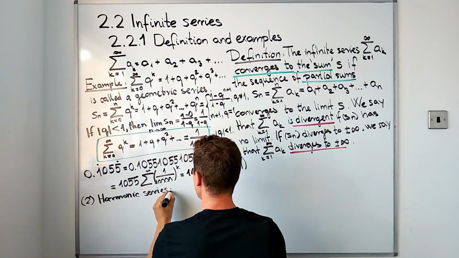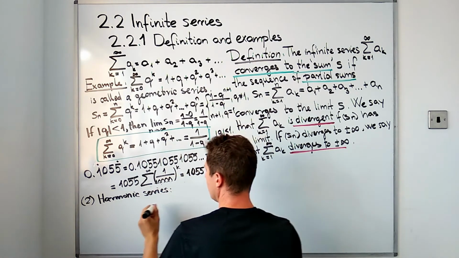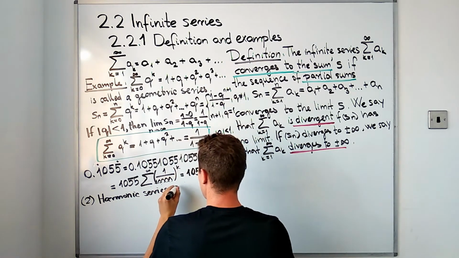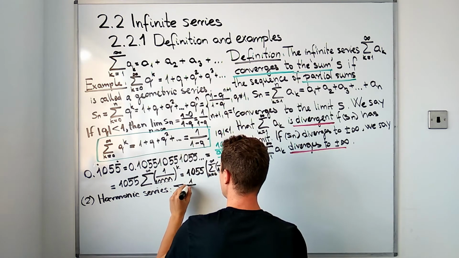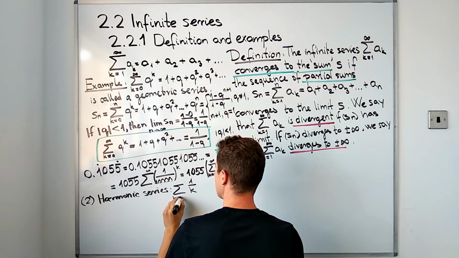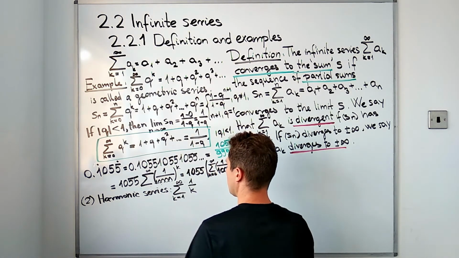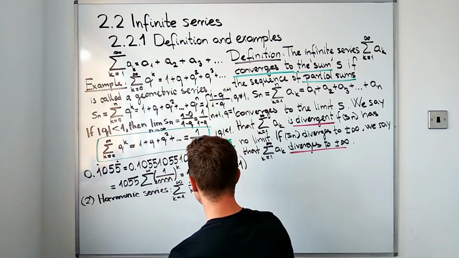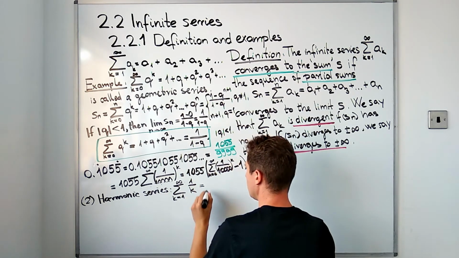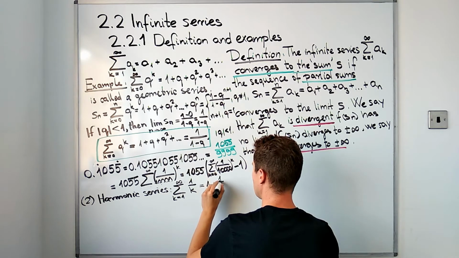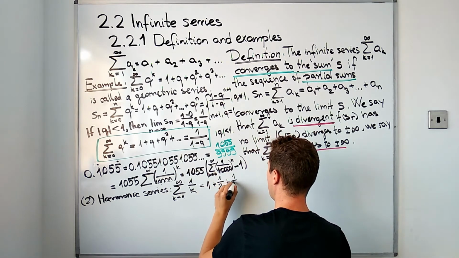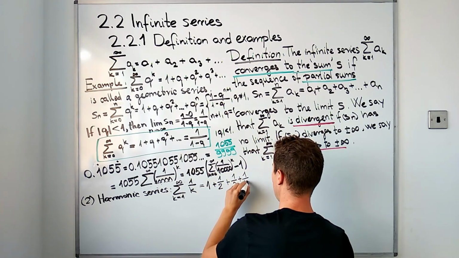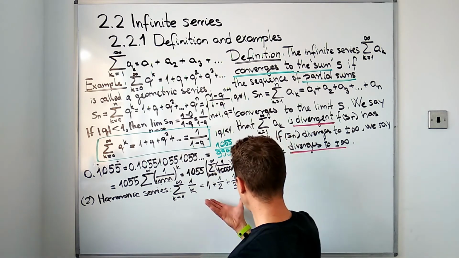Okay, and it will be the following series, the sum of reciprocals of natural numbers. This is the harmonic series. But let's just start writing out its terms. It's 1 plus a half plus a third plus a fourth and so on. So you get the idea.